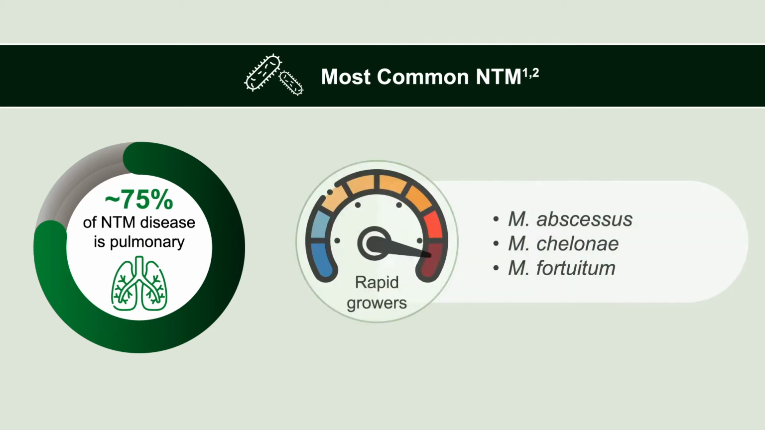In terms of the important rapid growers, I mentioned Mycobacterium abscessus with regards to pulmonary disease. We also see rapid growers in the extrapulmonary setting. Even though MAC is the most common extrapulmonary NTM, you much more frequently see rapid growers as compared to other slow growers in that setting.